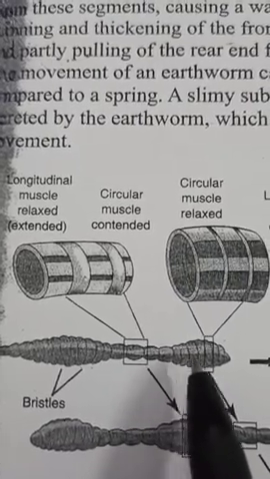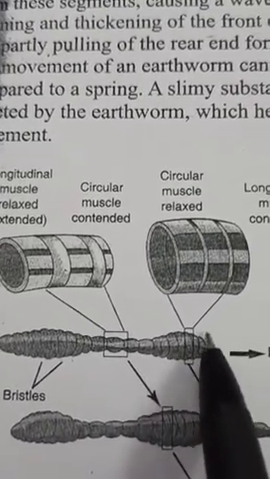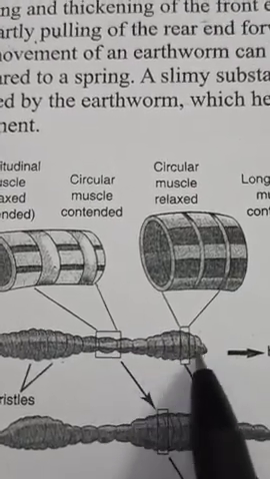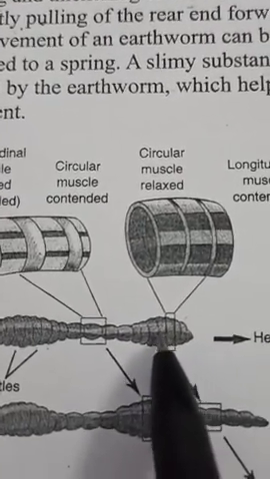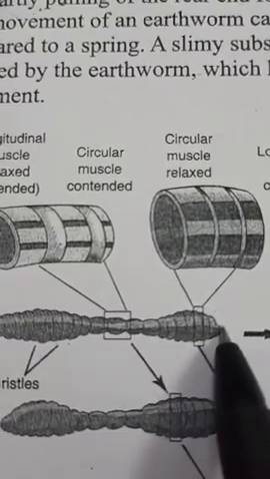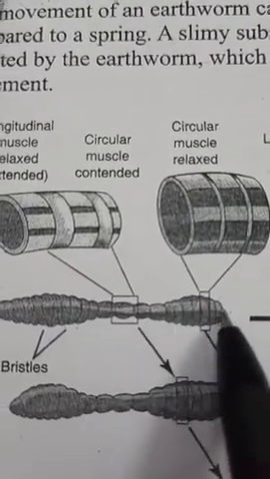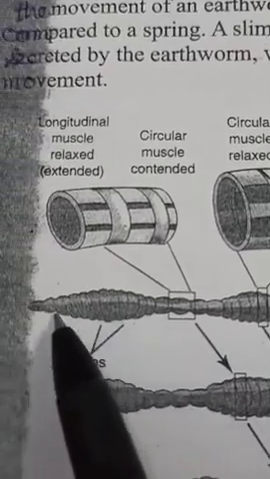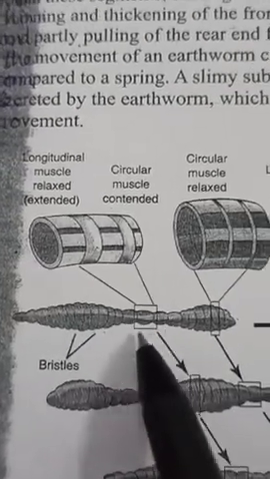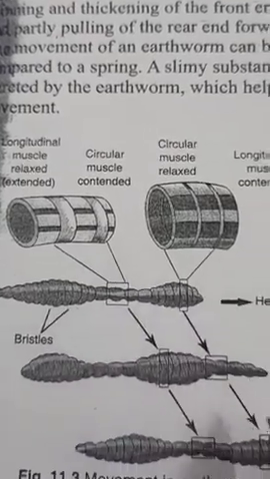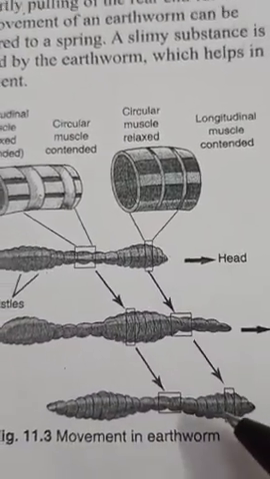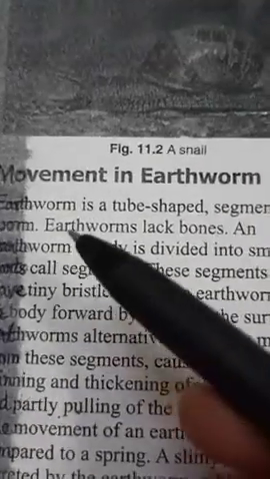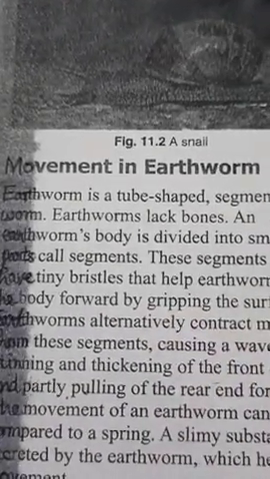Or we can say in other words that contraction, here you can see this part is contracted, their segments are contracted. So contraction, then relaxation, again contraction, then relaxation makes the movement possible efficiently. Okay children, so this is all about the movement in case of earthworms.